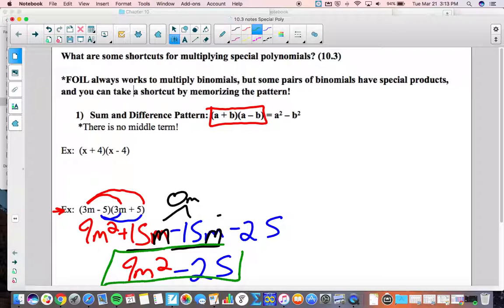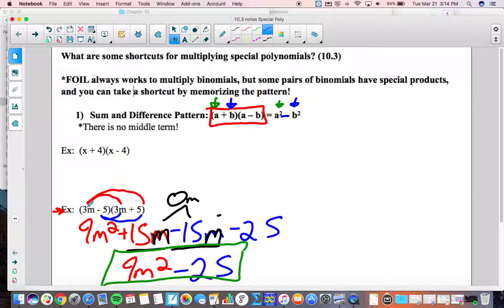So the shortcut is, when you have two binomials that are being multiplied together, and they're exactly the same, except one has a plus and one has a minus, really we can just take that first term and square it. And we can take the second term and we ignore the sign. We'll just take whatever the second value is right here and we'll square it. And then we put a minus sign in between.